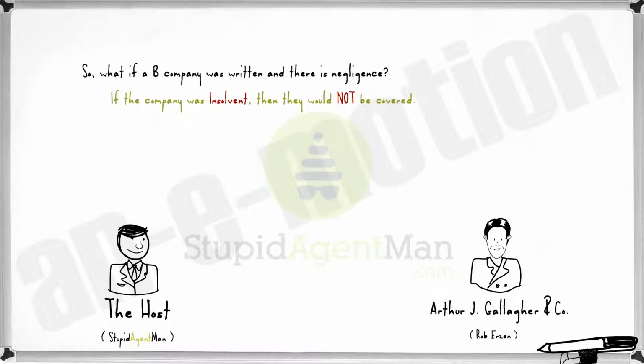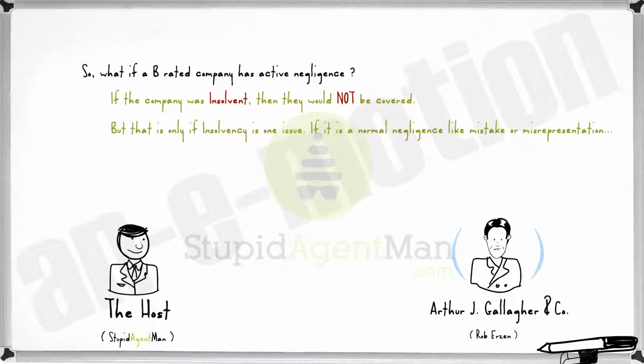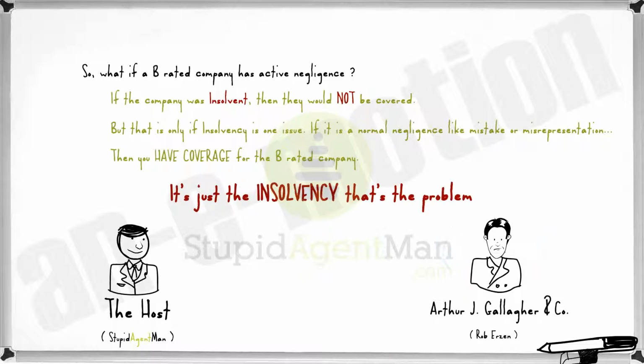The insolvency is just one issue. If you sell that product, and we were just talking about the kind of things that can happen, make a mistake, client alleges some sort of misrepresentation, you'll still have coverage for that B-rated company for any other, what I would call sales practice type allegations or negligence. It's just the insolvency that would be the problem. Okay, very clear and very important to know.